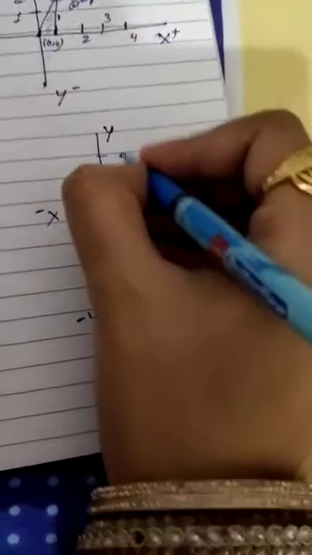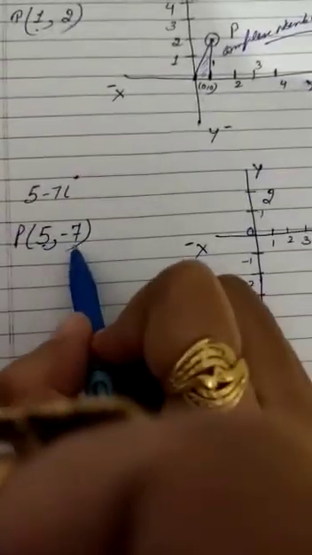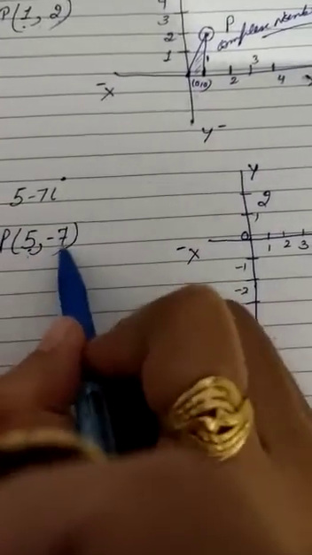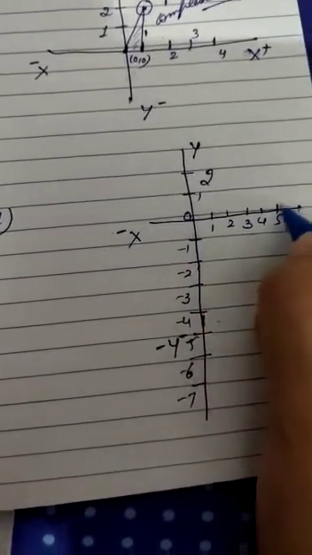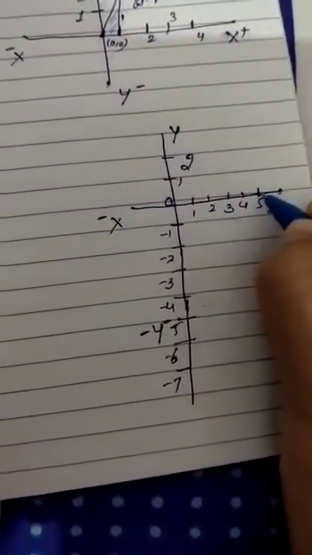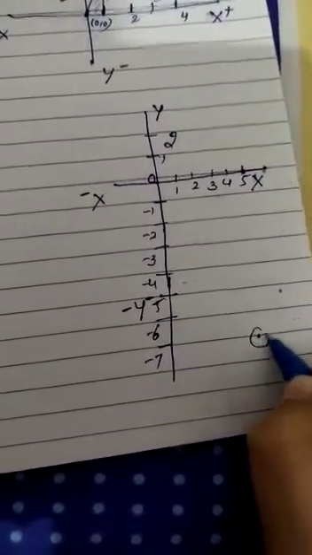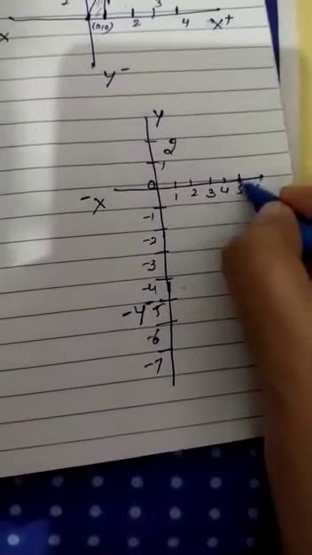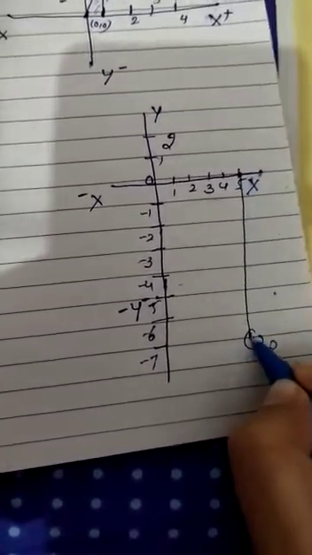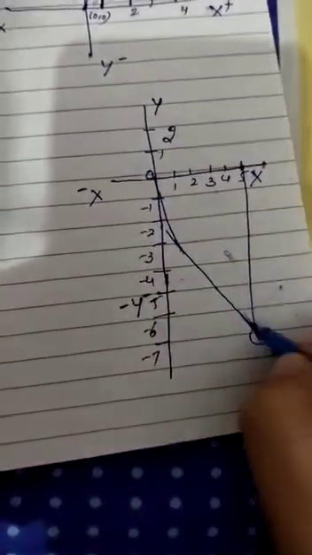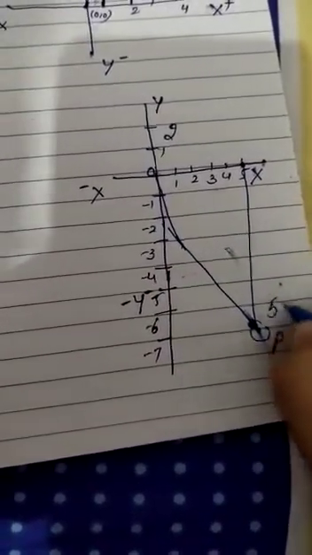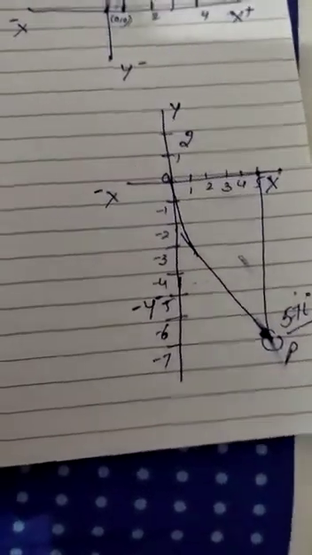Upper side is 1 and 2. This is sufficient for our point. Our point is 5 and minus 7. On the x-axis it is 5 and on the y-axis it is minus 7. On the x-axis 5, this is our point, and on the y-axis it is minus 7. So this is our point P. So P will join here and the same we will join with the origin. Clear? So this is our complex number 5 minus 7 iota.